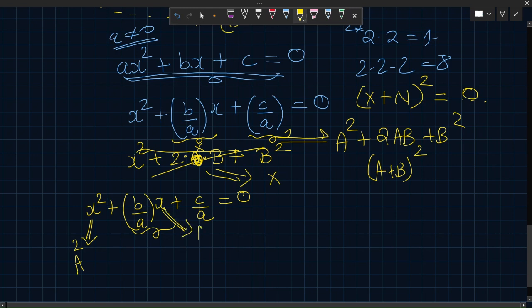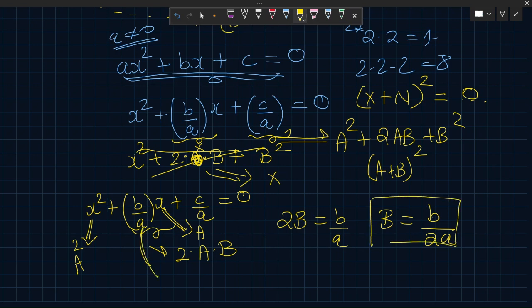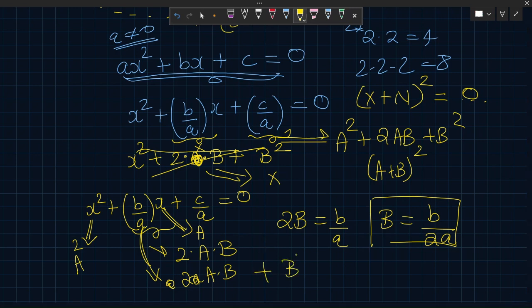This is a. So if I want this to be of the form 2 into a into b, that means my 2 times b must be b by a, which means my b should be nothing but 2b by 2a. If my b is b by 2a, that means this term is of the form 2ab.